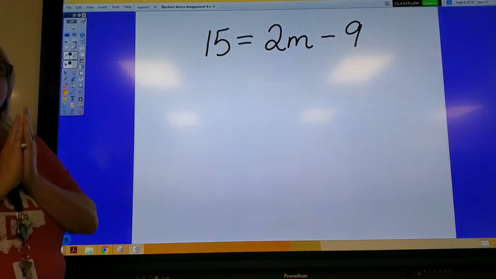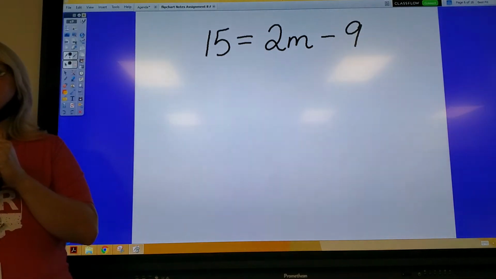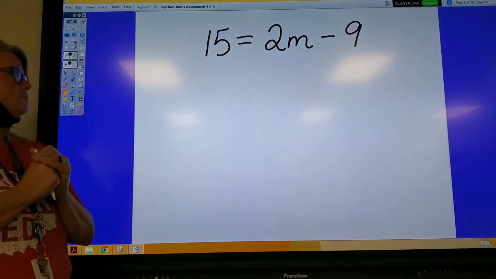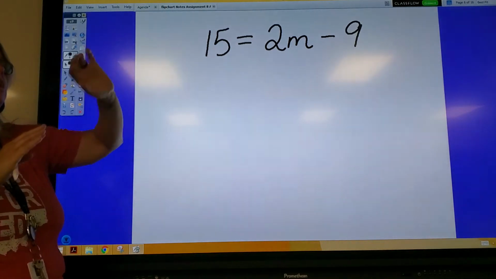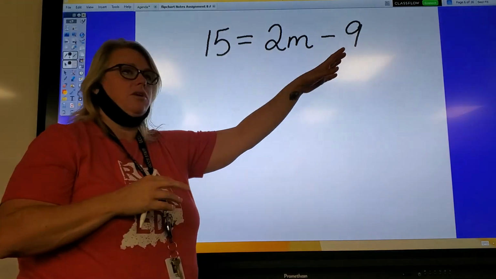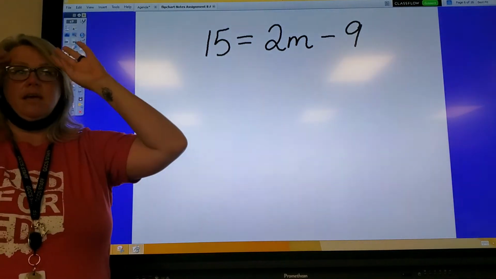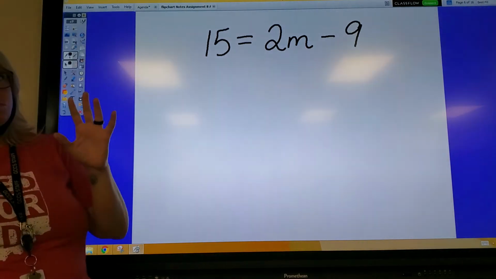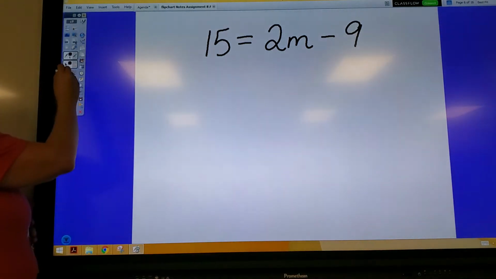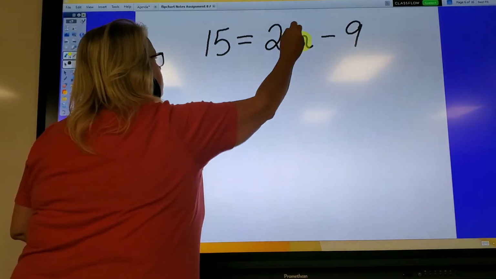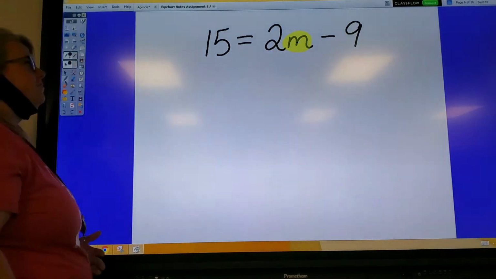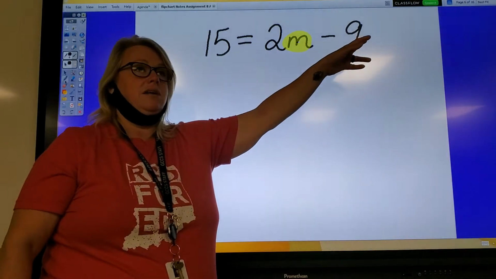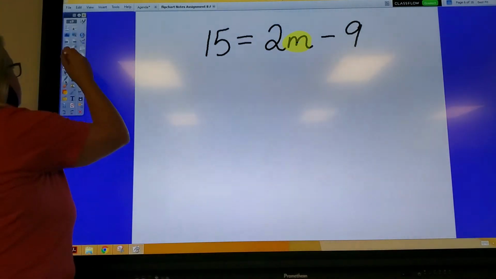Okay, so what maybe would be confusing about this problem to some people? What do you think, Rachel? It starts with the answer. Good, it starts with the answer, right? The variable's on the right-hand side of the equation, and sometimes that makes people's brain like, I don't know. So remember, your goal is still the same. So even though this variable is over here, we still want it by itself, meaning we want to get rid of the 2 and we want to get rid of this -9. Which one do you think I should get rid of first?